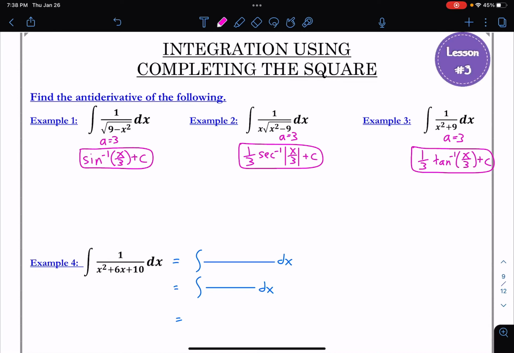Hi everyone. Today we're going to take a look at integration using completing the square and long division.